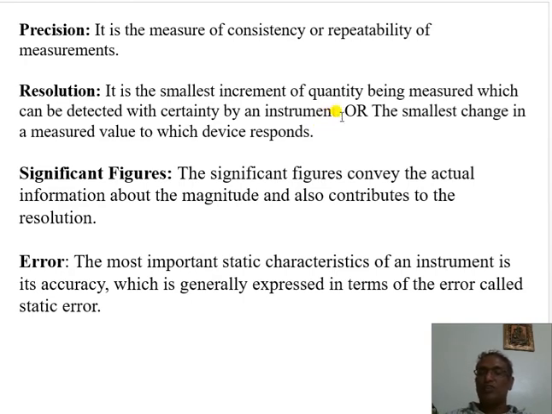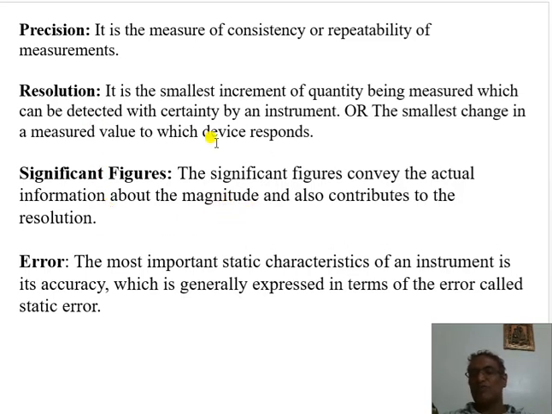So due to temperature change, the value can change with respect to time. That is what is known as resolution. Next one is significant figures. These convey the actual information about the magnitude. At the same time, they also contribute to the resolution. So it's a combination of resolution as well as the magnitude of the value.